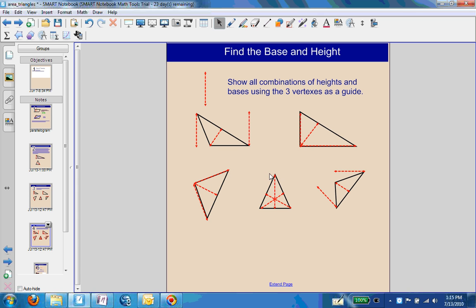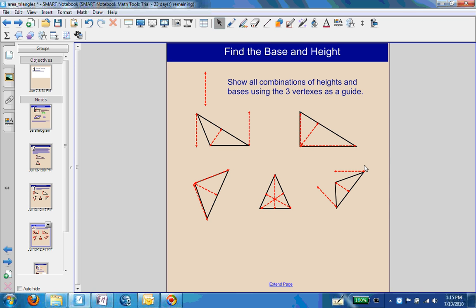Then the isosceles triangle. I like this triangle because it forms like a little star in the middle. The top vertex going straight down to the opposite side. And then you have the bottom left vertex going over to the opposite side, and the bottom right vertex going over to the opposite side. So all of those will form heights with the opposite side being the base.